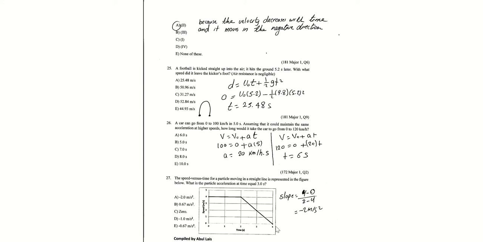Let's say 4 and 0, and then 4 has 2 and 0 has 4. So it's 4 minus 0 divided by 2 minus 4. So it's negative 2 meters per second squared, which means that the acceleration in this case is 2 meters per second squared, and because it's a negative slope, it means that this object is slowing down.